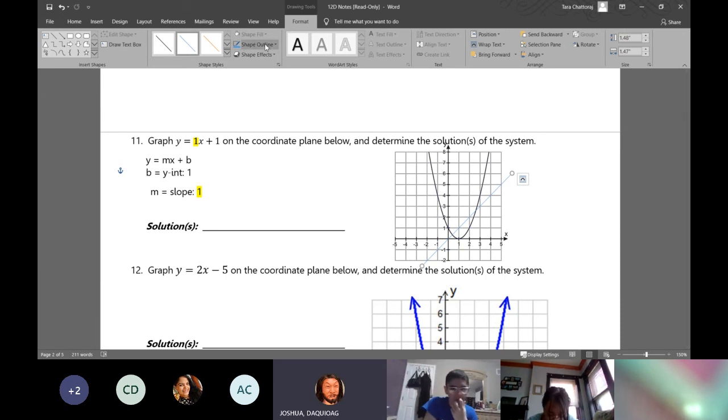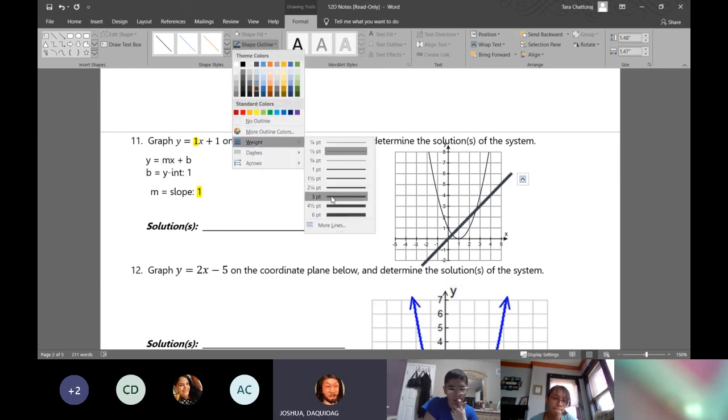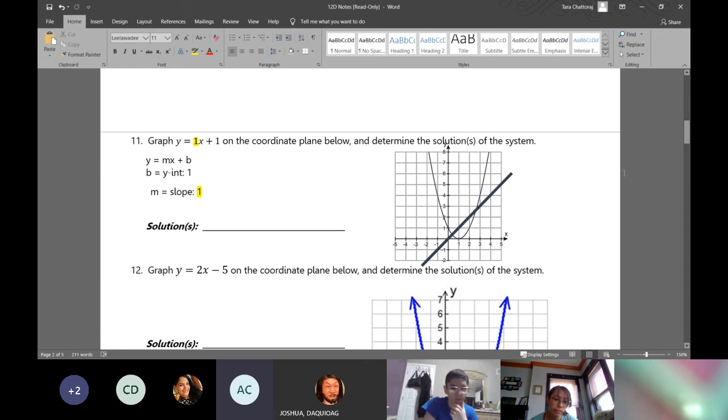I don't know how to make it, so we might just be stuck with this. Oh, there we go. This way. Okay, so then where does it intersect? There's two intercepts. 1 and 1 and 3 and 3. To me, that's what it says.